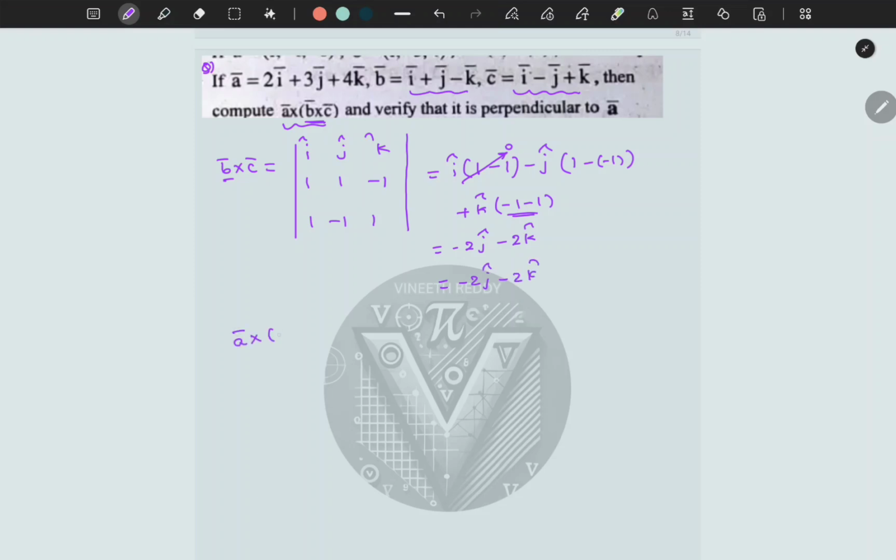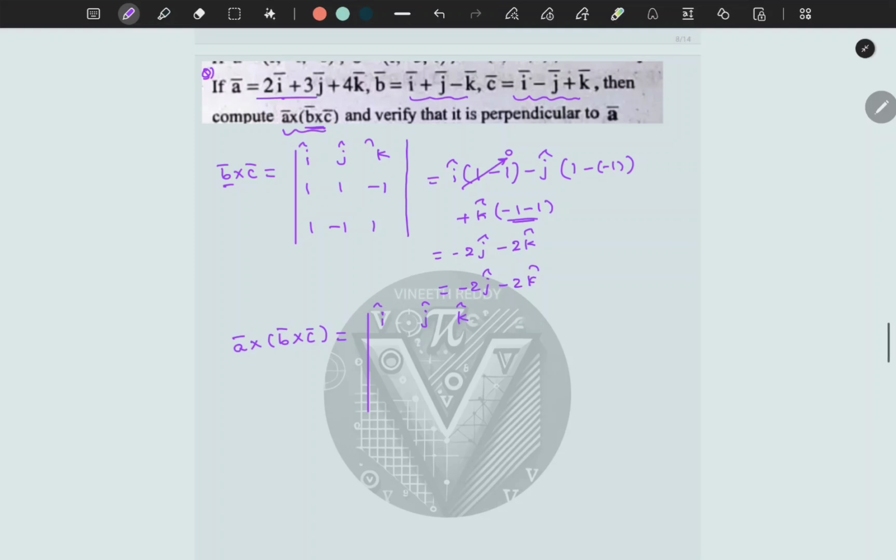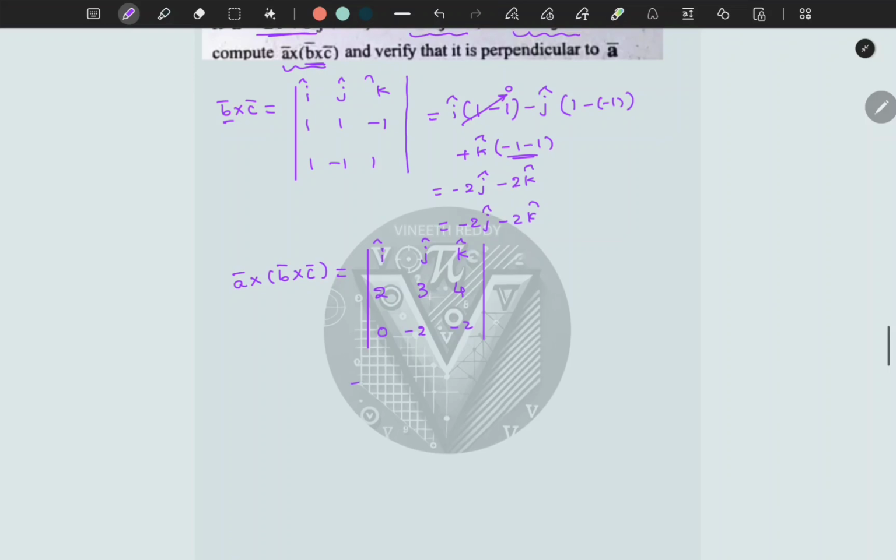Now A cross of B cross C should be the determinant of i, j, k, and in the first row we write the coefficients of A, that is 2, 3, 4, and in the second row 0, minus 2 and minus 2, right? So we will be getting i cap into 3 into minus 2 which is minus 6, minus 2 into 4 which should be minus 8. I hope you are with me. Oh, this should be minus 8, I'm sorry.